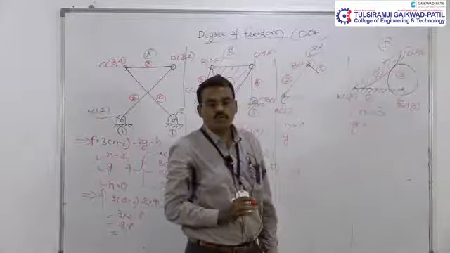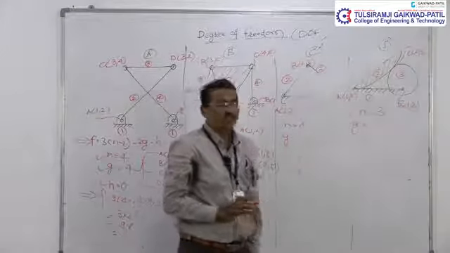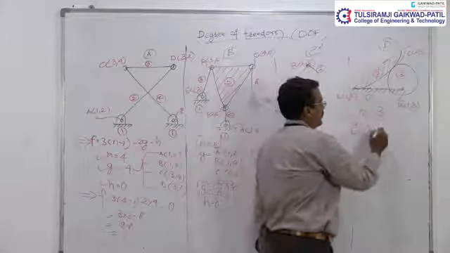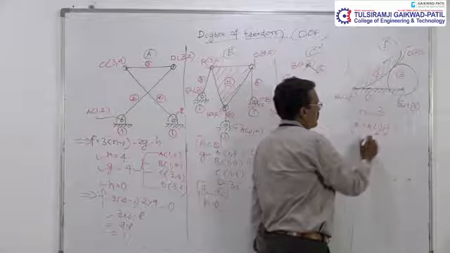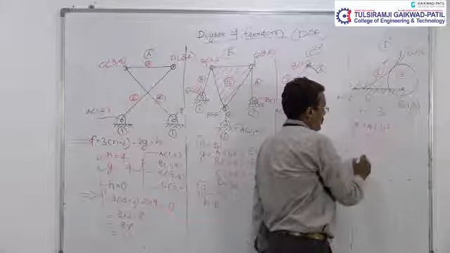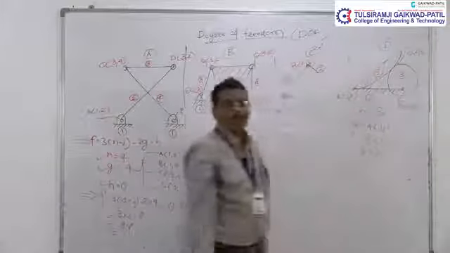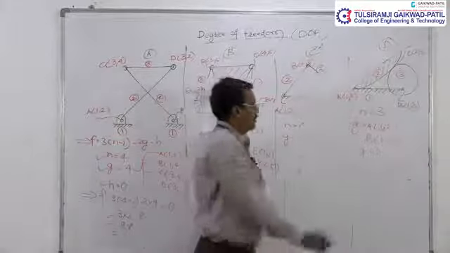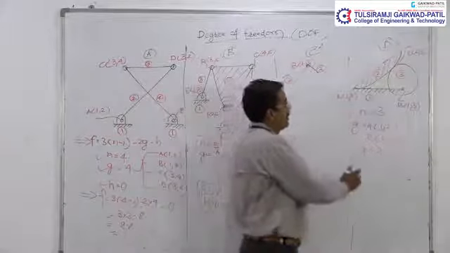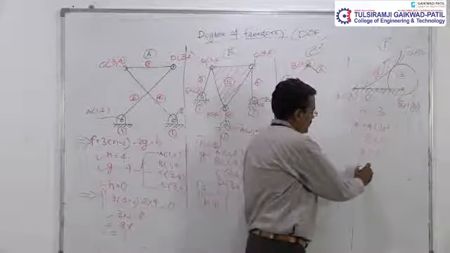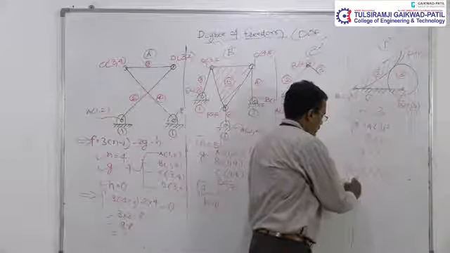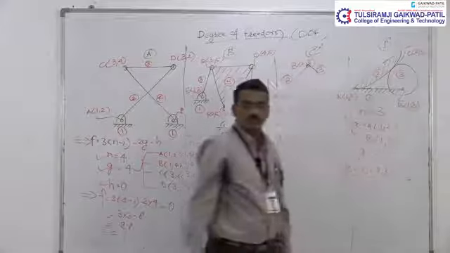So in this particular numerical, the number of links is equal to 3. The lower pair A is 1, 2. Another lower pair B is 1, 3. So the value of G becomes 2. The value of higher pair H, which is 2, 3, becomes 1.